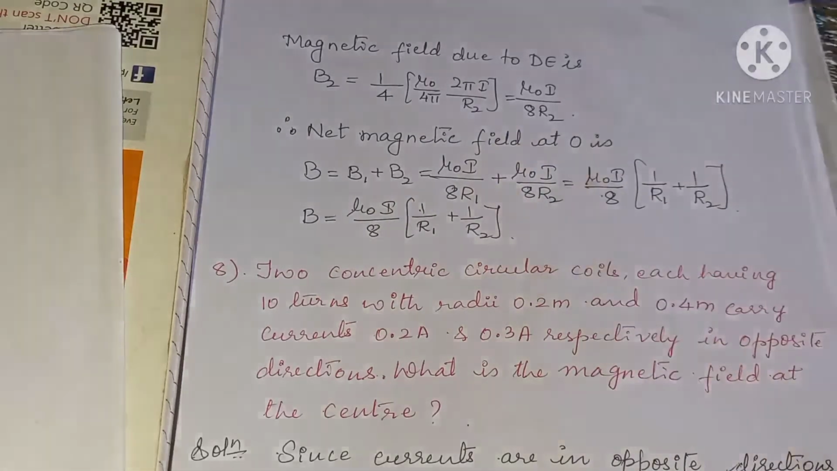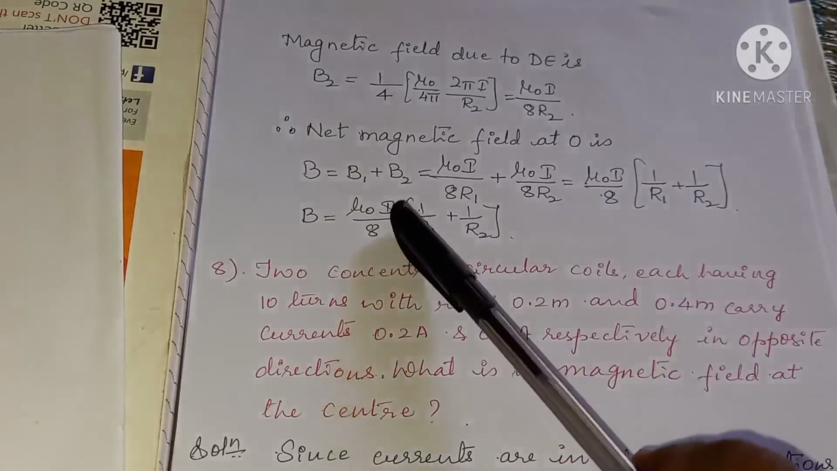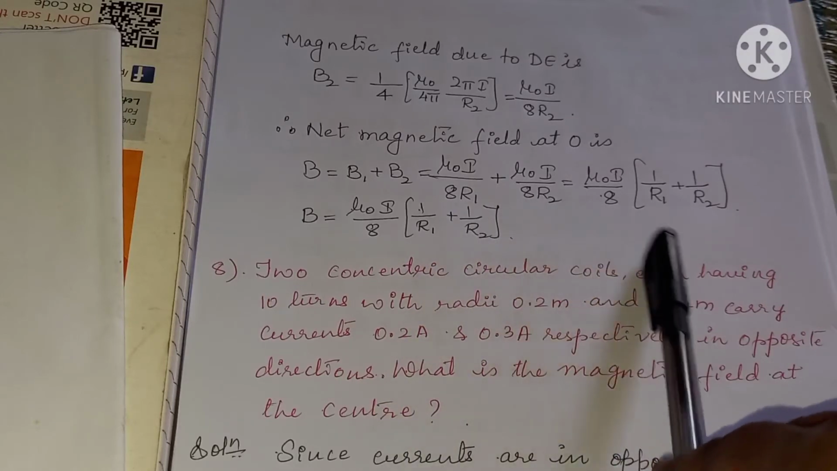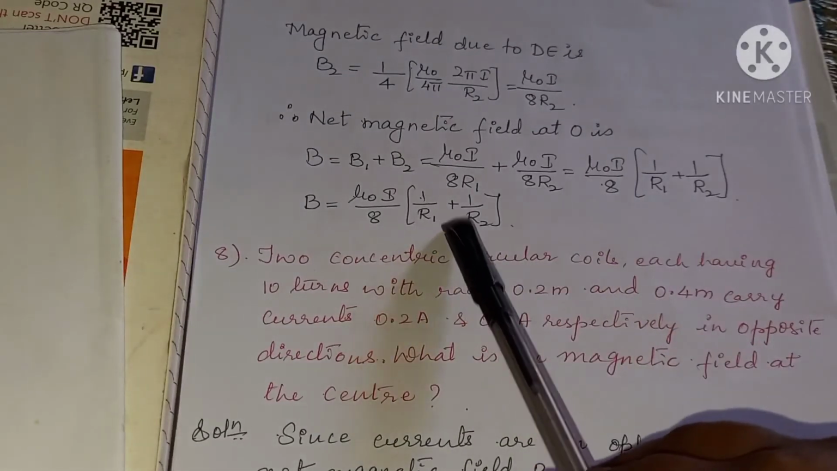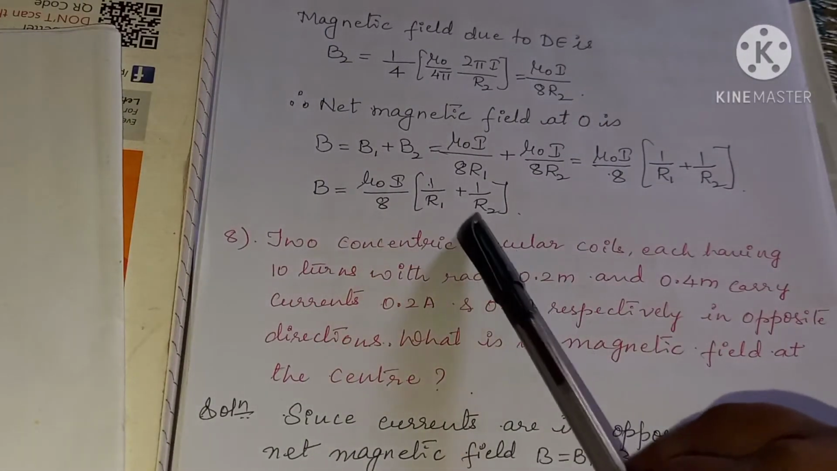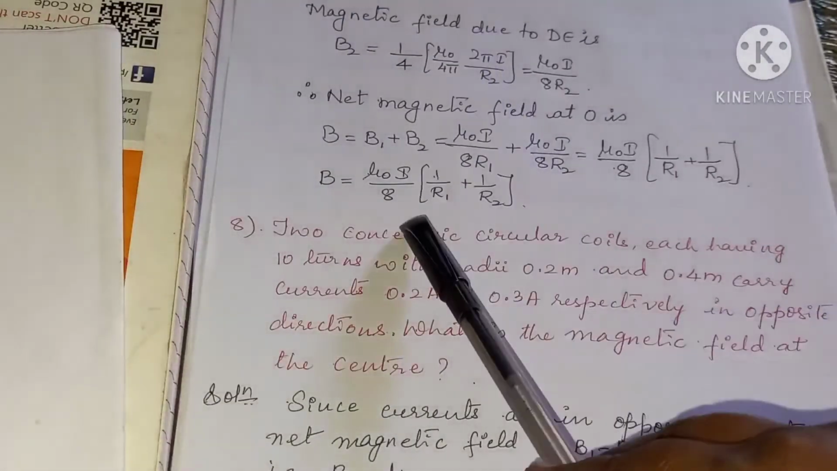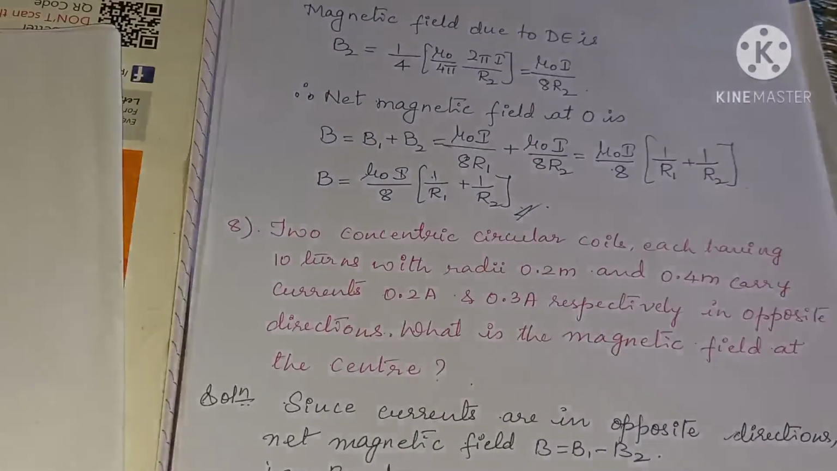Then therefore the net magnetic field at O will be due to b1 and b2. So b equal to b1 plus b2, mu naught I by 8 r1 plus mu naught I by 8 r2. So mu naught I by 8 is common here, into bracket 1 by r1 plus 1 by r2. So if the values of current, r1 and r2 are given, you can easily calculate the value of b here. So we should derive the formula for two concentric circles which are 1/4.